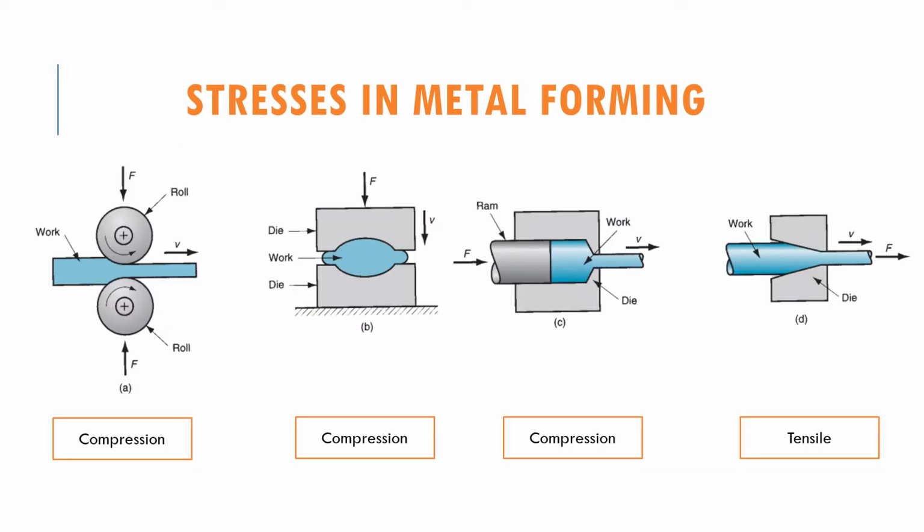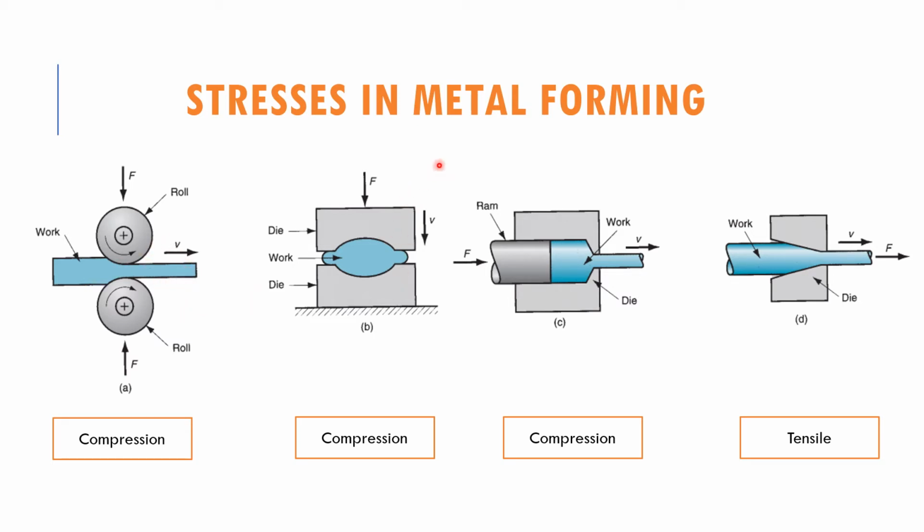Okay, so if you can see in the first picture, this is a rolling process. So this one is the roller, and this is the work material. So in order to roll, there will be a compressive force coming from the upper side and lower side of the roller, so that the thickness of the work material can be reduced.